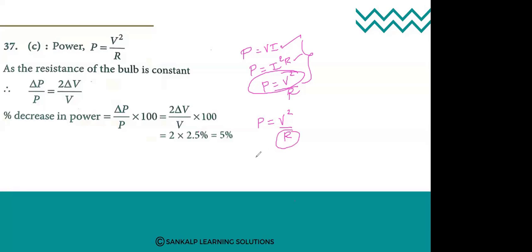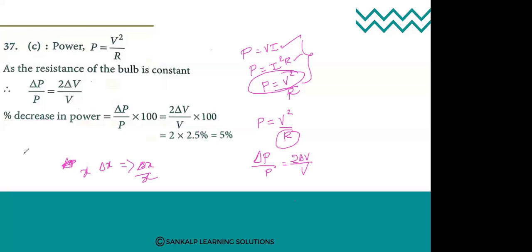Therefore we can leave this term and we can consider the change in power to the initial power is equal to 2 delta V by V. Where did this come from? In first year we will study the relative error. If you remember, we study the relative error. Suppose x is a given value, delta x is the error in that. The relative error is expressed as delta x by x.